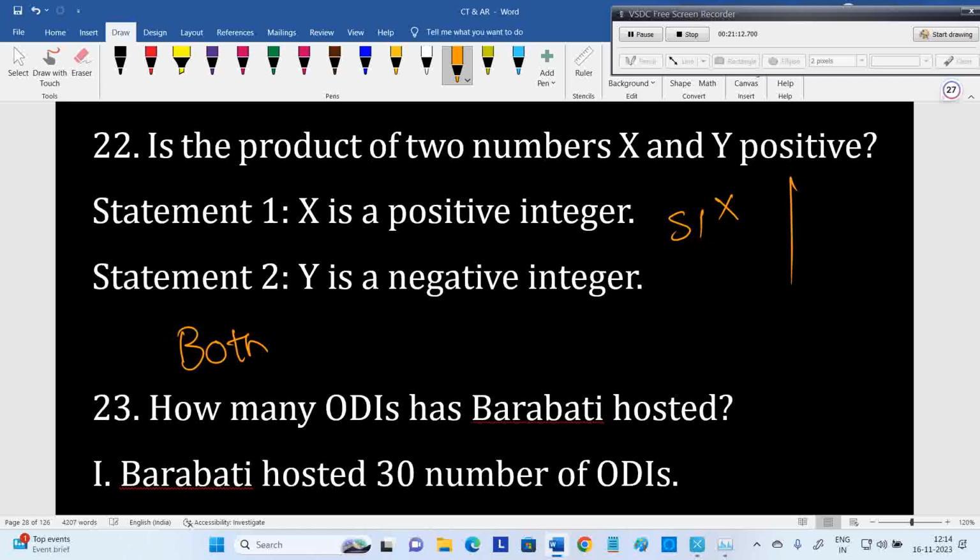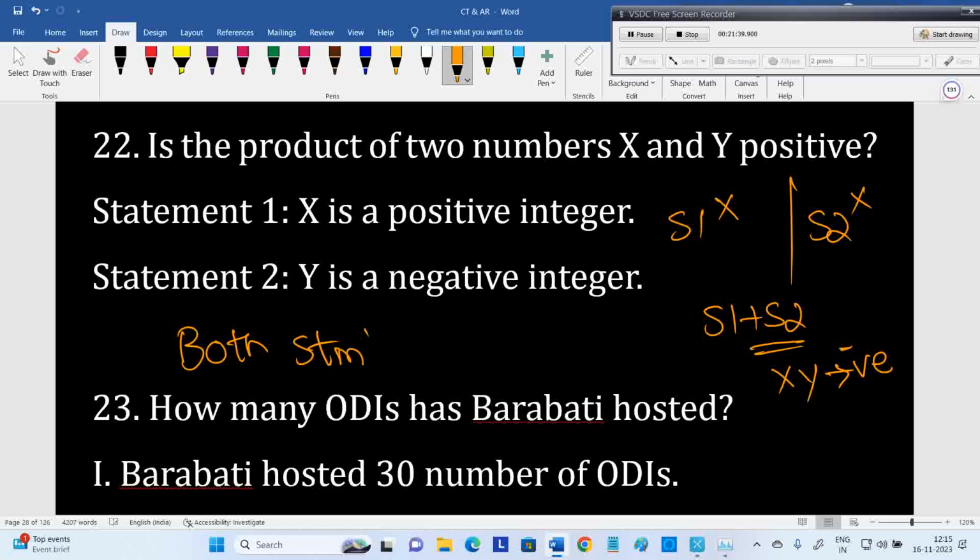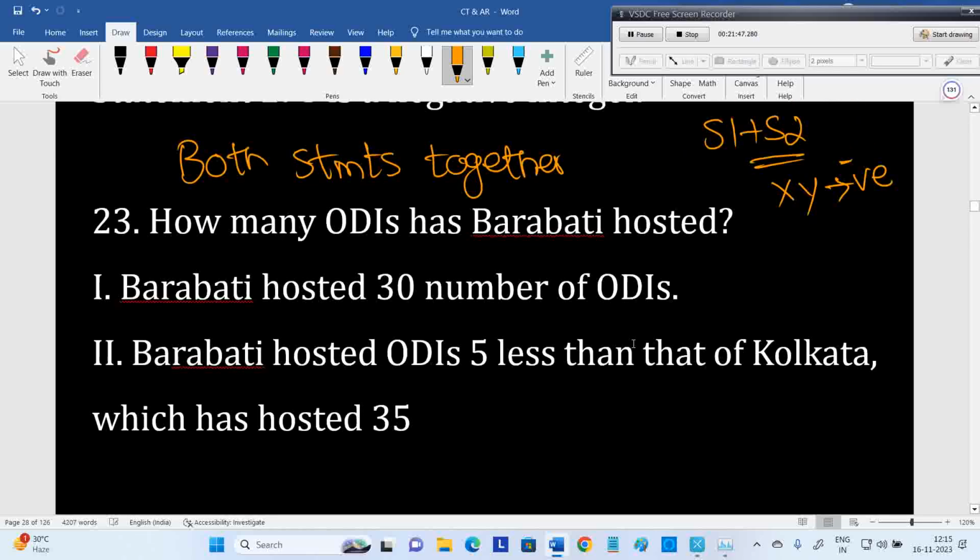Suppose the question is whether the product is even or not: if x is even, okay, sufficient. If you want to know whether the product is even or not, one number even is also okay. But if you want to decide positive or negative, I have to know both things. Statement one alone not possible. Statement two alone not possible. Together, I can say the product of x and y is a negative value. As y is negative, x is positive, the product will be negative. Yes, both statements put together sufficient. Alone is not sufficient.